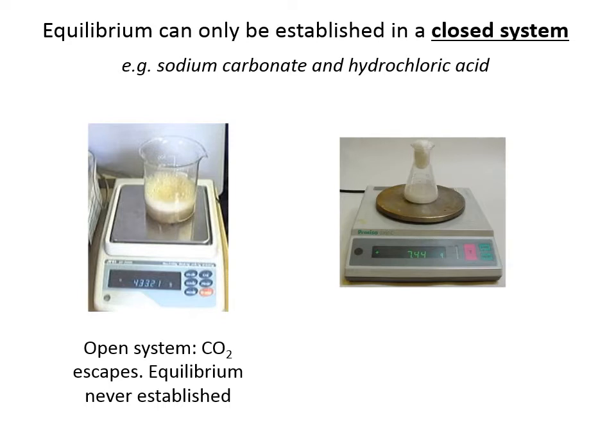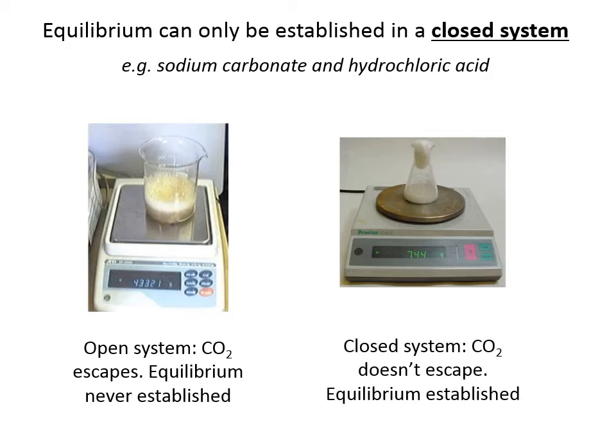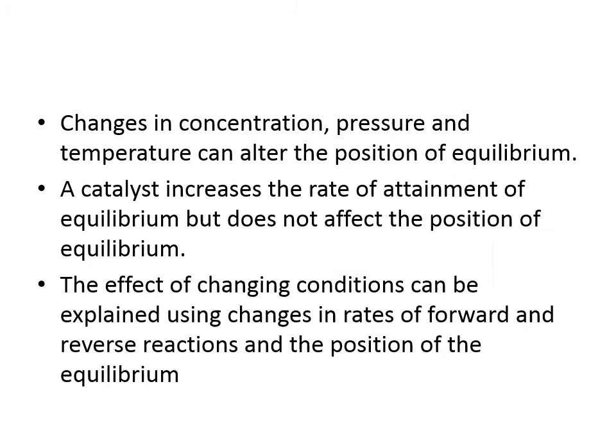But if we did the same reaction in a conical flask with a bung, then the system is now closed, the carbon dioxide cannot escape, therefore equilibrium is established within that conical flask. Changes in concentration, pressure and temperature can all alter the position of an equilibrium of a closed system, remember. A catalyst will increase the rate of attainment of the equilibrium, but it does not actually affect the position of the equilibrium. So a catalyst is only going to speed up the reactants achieving equilibrium.